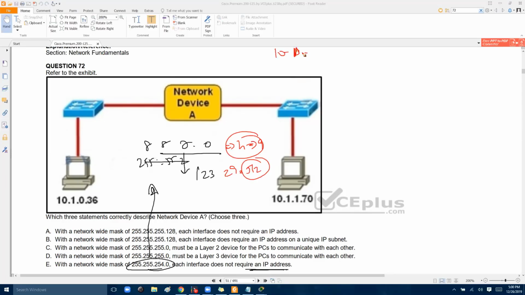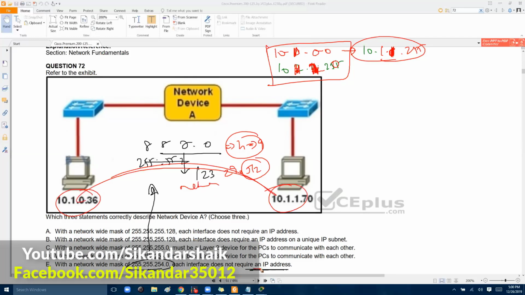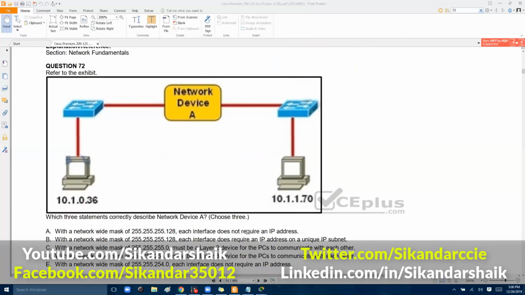The range will start from 10.1.0.0 and it will end on 10.1.1.255, right? Because the next range will start from 2.0. Which means these two addresses will be in the same network. So basically you don't need an IP address in between. So that's how you need to figure it out. Again, you need to be good with subnetting calculations to figure out these options.